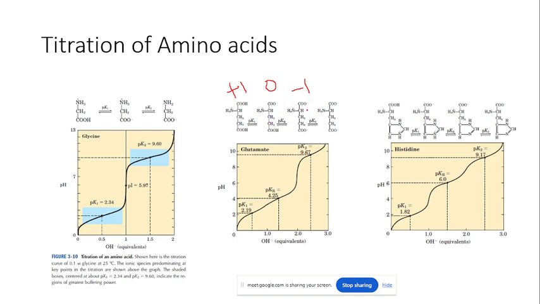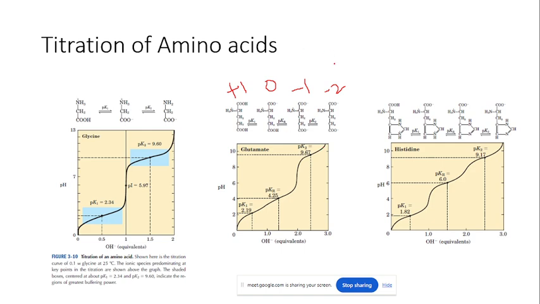and then it will remove the proton from this NH3 group, right? So now it will become NH2. So now it has minus 2 charge, right? So at pH equal to pK2, which is 9.67, it will exist at equimolar concentration of this minus 2 form and minus 1 form, right?